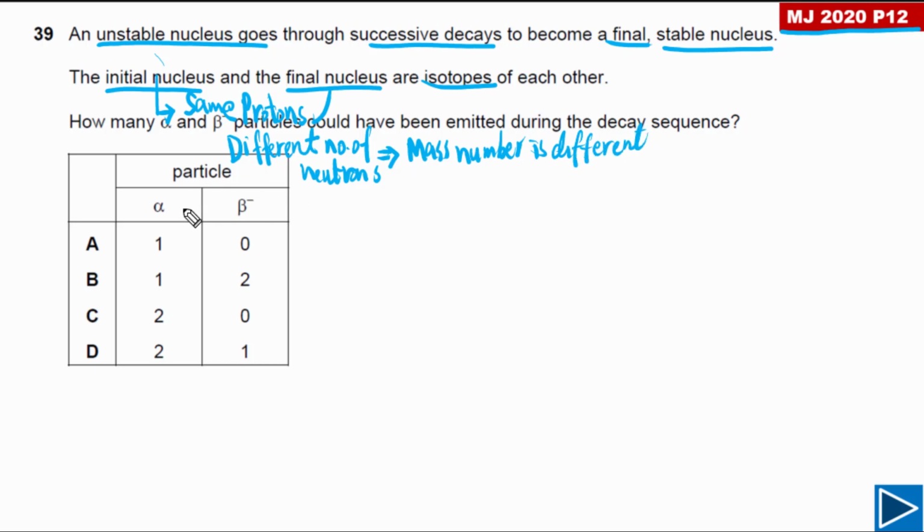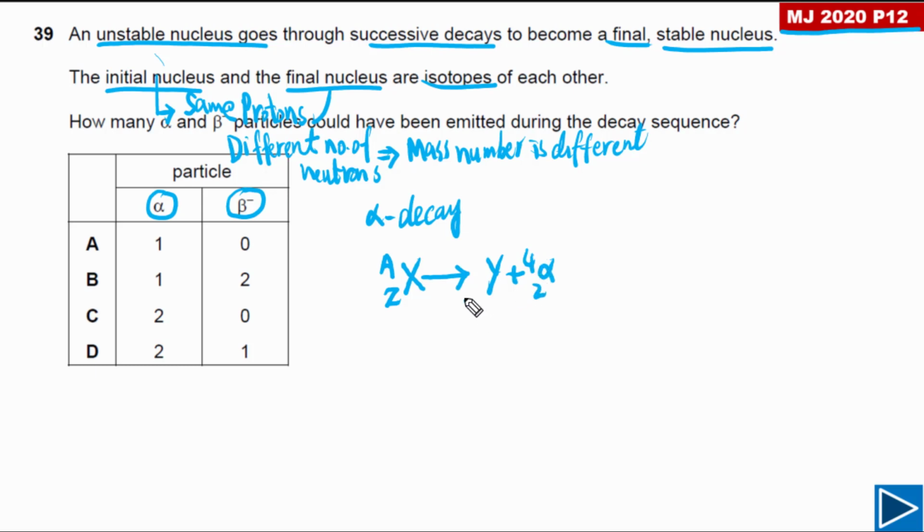It is also given to us alpha decay and beta minus decay. Let's try to understand alpha decay and beta minus decay. First of all, let's understand what alpha decay is. Let's say we have an X nucleus, its atomic number is Z and mass number is A. It decays and emits an alpha particle, so we have a new nucleus here.